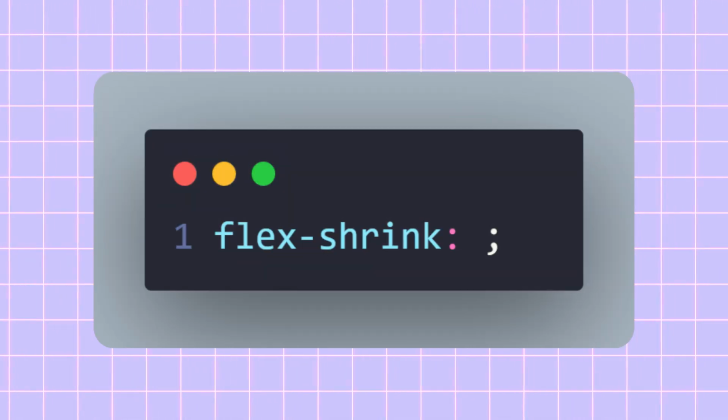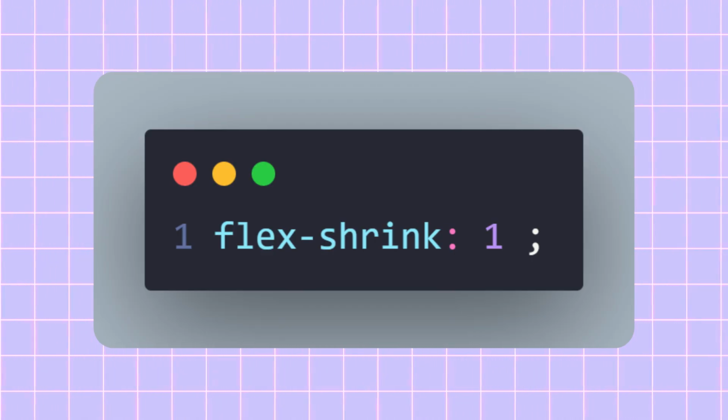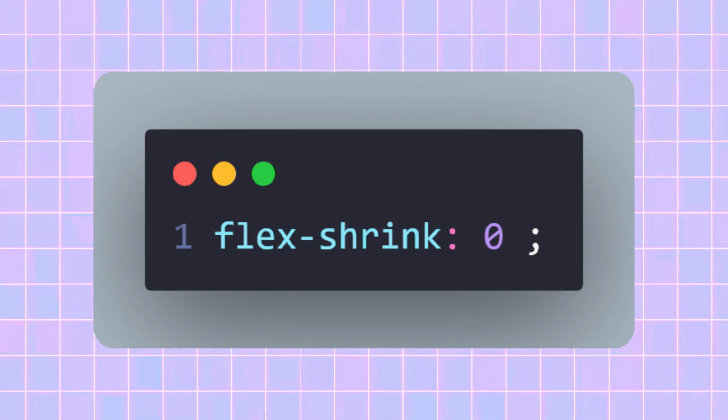Flex shrink controls how much an item is allowed to shrink when space is limited. Flex shrink 1 means yes, shrink me if needed. Flex shrink 0 means don't touch me, I will stay the same size. This gives you full control over how your layout behaves in tight spaces.